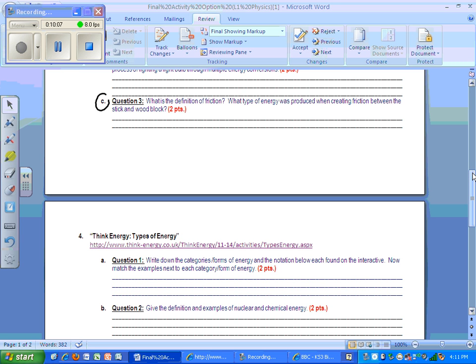So if we look at question 3, which I have circled right here, it says, what is the definition of friction? What type of energy was produced when creating friction between the stick and wood? And we just answered that question, and you can elaborate on that a little bit more. You can pause the video at this time.